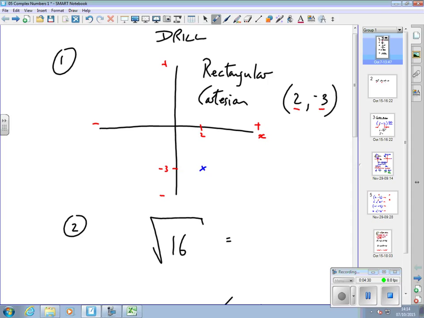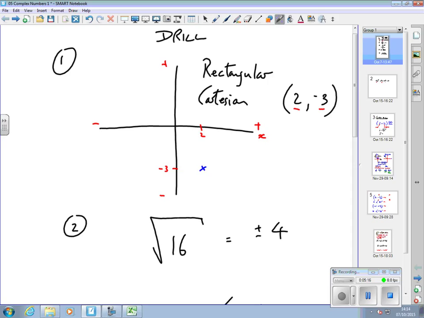Number 2, square root of 16? There are 2 possible answers whenever you square root a number, plus or minus. If I square root a number, the original number could have been positive or negative. If I square negative 4, minus 4 times minus 4 is 16. If I square 4, I get 16. So going back the other way, I can't tell whether I started off with positive 4 or negative 4. Whenever you square root a number, you always get 2 roots, 2 answers.